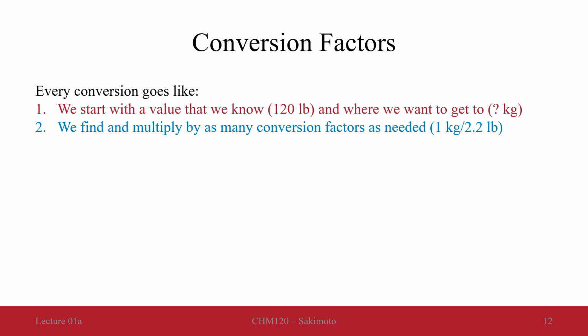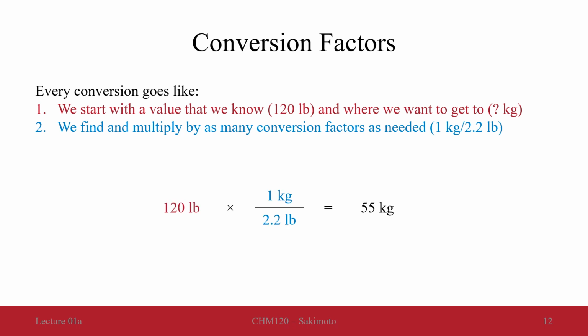We then need to gather and find as many conversion factors as we need. In this case, we only need one conversion factor, one ratio, that says how many kilograms are in 1 pound or how many pounds are in 1 kilogram. Both represent the same thing. We write out an equation. We set up an equation.